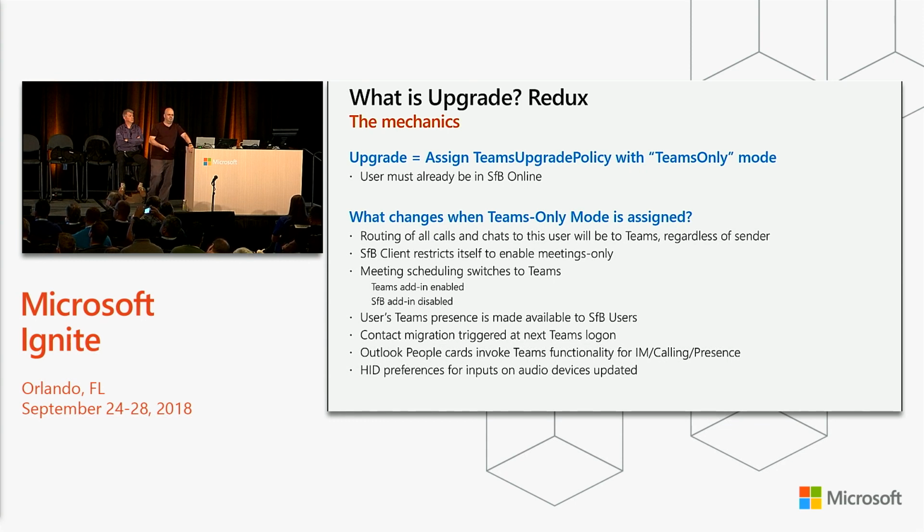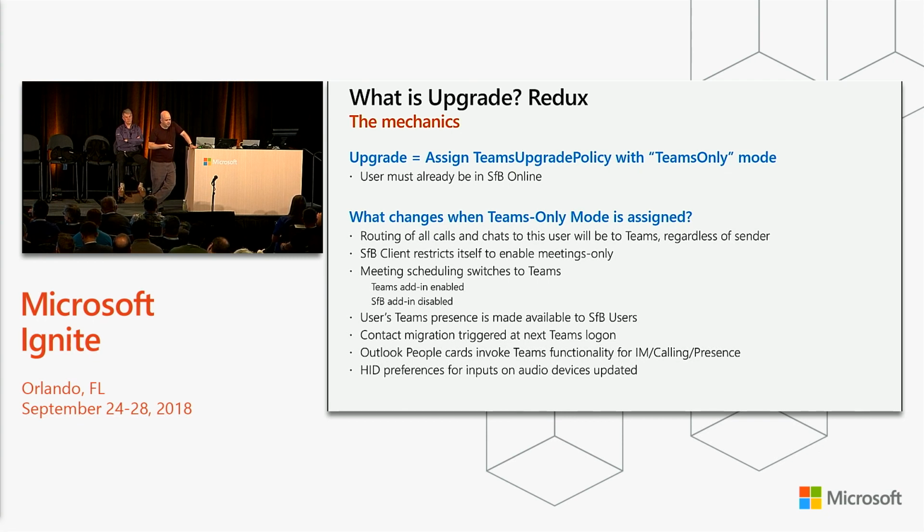And so this is a partial list of the main things. But number 1, routing of all calls and chats for this user are going to be updated to go to Teams when you're in Teams only mode. And it doesn't matter where they came from. Number 2, the SFB client actually understands this and is going to restrict itself so it's in that meetings only mode. So in the demo that Francois showed you earlier, when you're a Teams-only user, you can still join an SFB meeting. That's the same SFB client code, but because it has gotten this policy that says Teams-only, that's the only functionality it gives you. When you try to sign in and do regular things, it gives you the hand where it basically says, have a nice day, go to Teams.